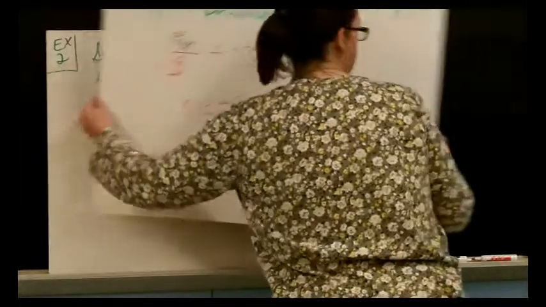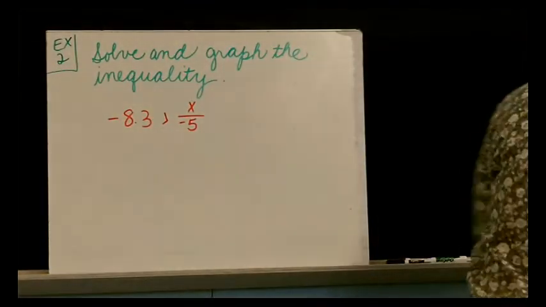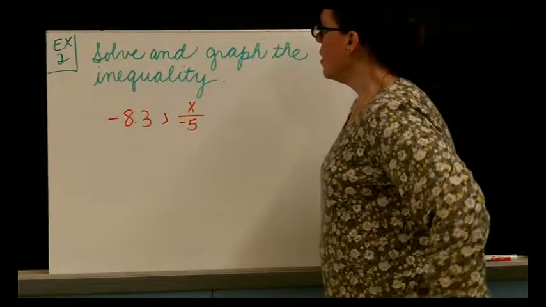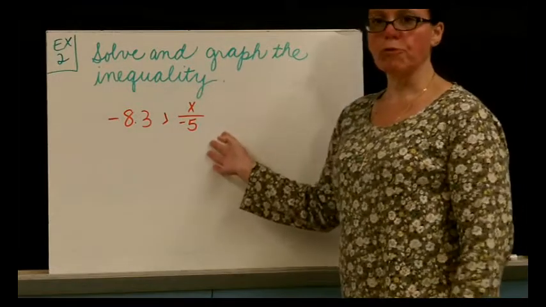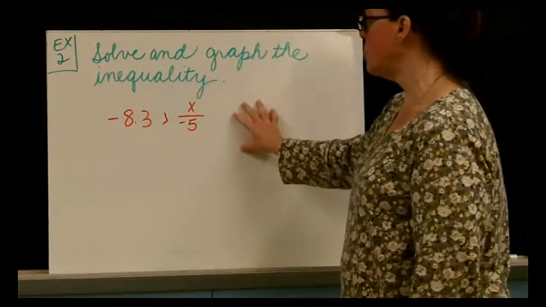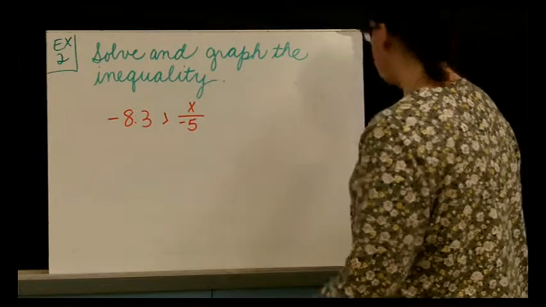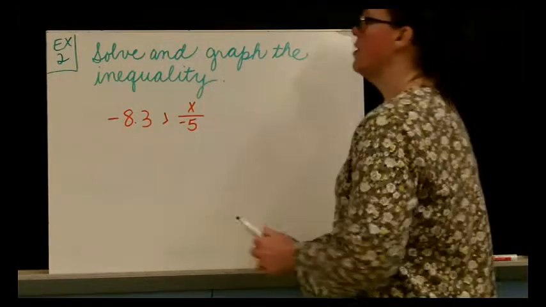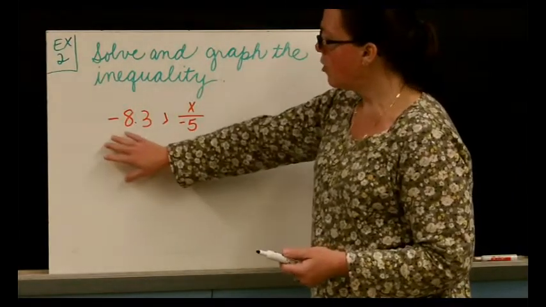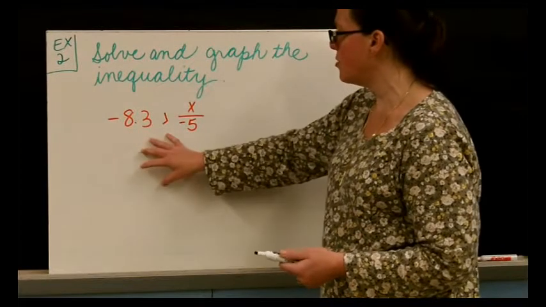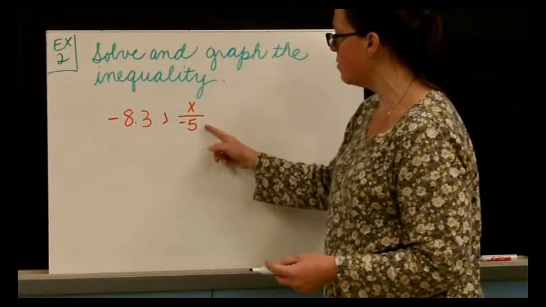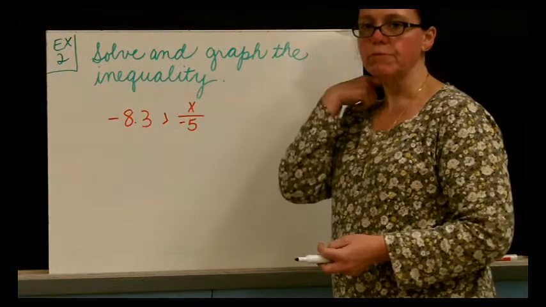Okay, let's move on to example number 2. Our directions are the same as they were for the first example. We're going to solve the inequality and then we're going to graph it. Let's take a look at what we have. Here we have negative 8.3 is greater than x divided by negative 5.